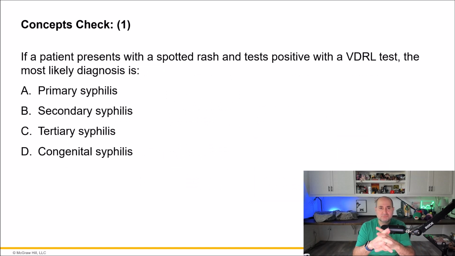If a patient presents with a spotted rash and tests positive with a VDRL test, the most likely diagnosis is... I would say it's secondary, because that spotted rash is just a telltale sign of secondary syphilis. And remember, tertiary syphilis is where you have the gummas and the Argyll-Robertson pupil, and you should know that tertiary syphilis is where it really becomes untreatable.